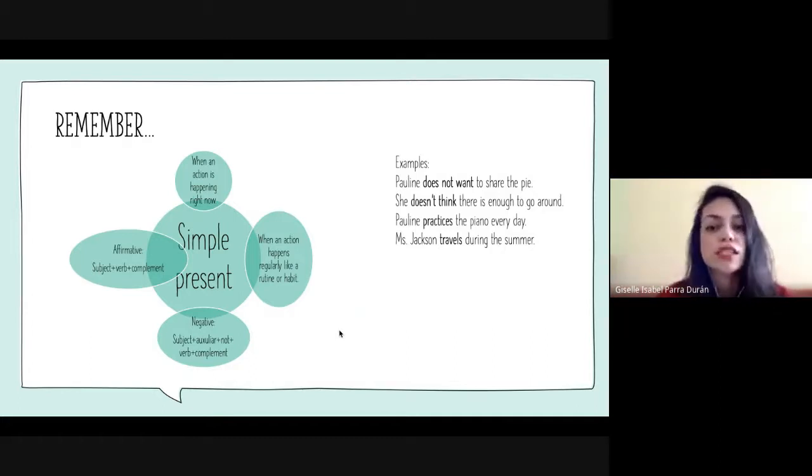For example, Pauline does not want to share the pie. She doesn't think there is enough to go around. Pauline practices the piano every day. Mrs. Jackson travels during the summer.